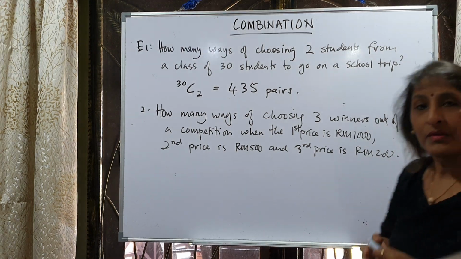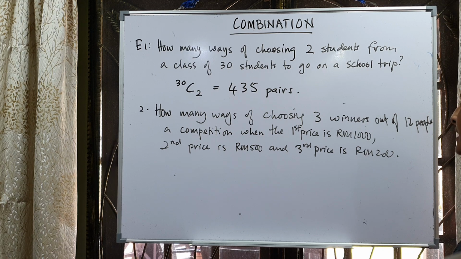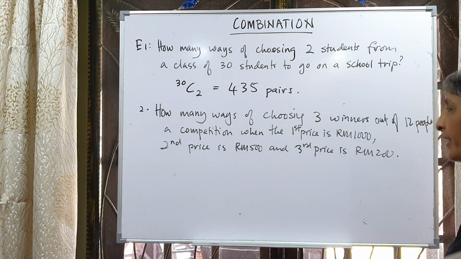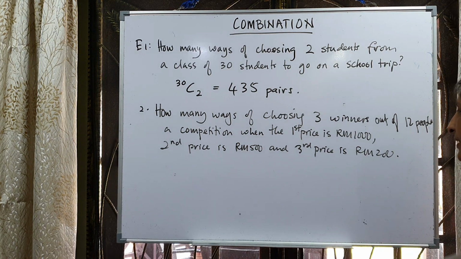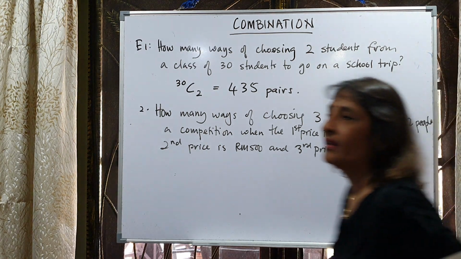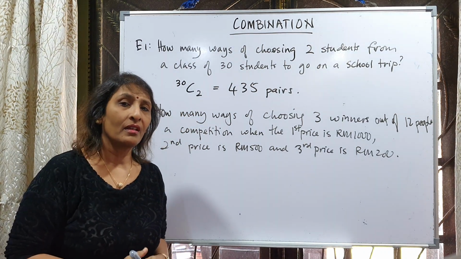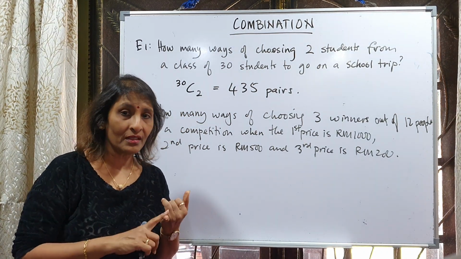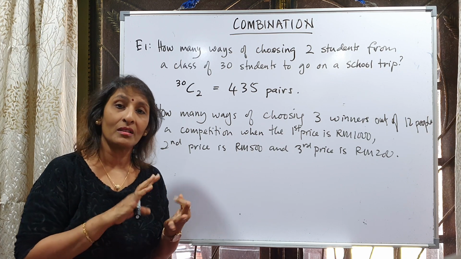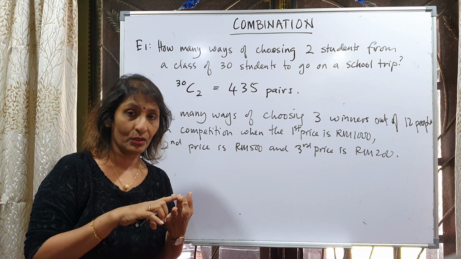Okay, you want to choose 3 winners out of 12 people in a competition, when the first prize is 1000 ringgit, the second prize is 500 ringgit, and the third prize is 200 ringgit. So, what do you think? We are going to choose 3 people and the prizes are all different. So, it matters who's first, who's second, who's third, because the prizes are different. First person will get 1000, second 500, third 200, right?